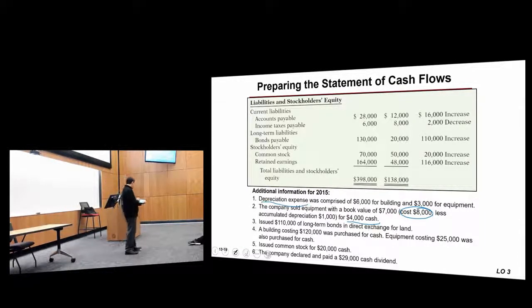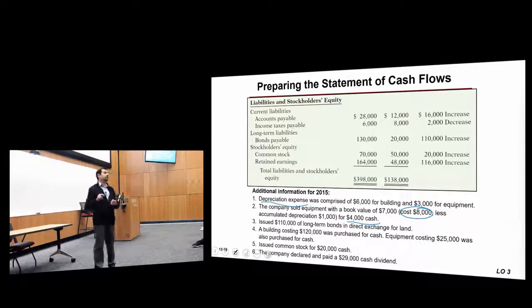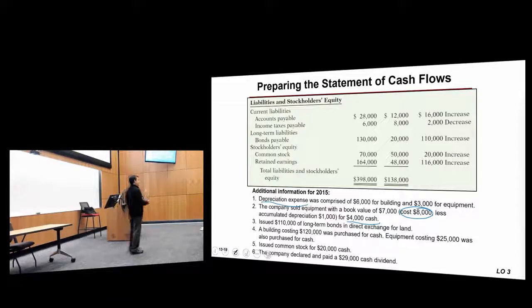You have also, for example, the company issued $110,000 of long-term bonds in direct exchange for land. So they are buying land, but they are not paying in cash. This is a significant non-cash activity. Remember those ones? This one will not go in the body of the statement. It will go at the bottom as a separate schedule. The company purchased land. This is a significant event, but they didn't pay cash. You have to know that, because in this case the change in bonds was not for cash. The change in bonds was due to the purchase of land.